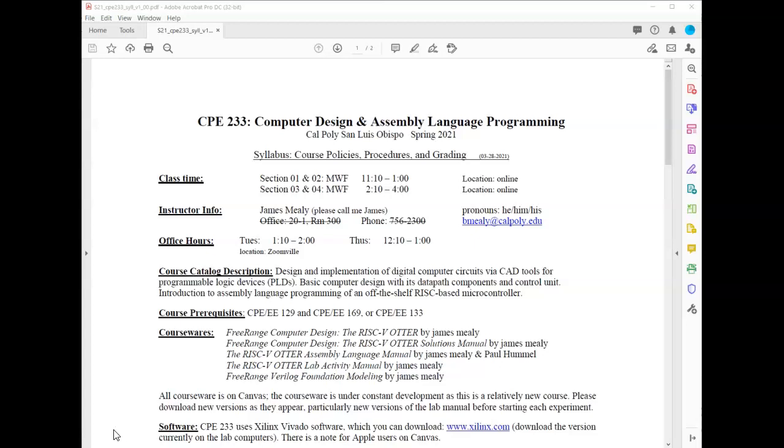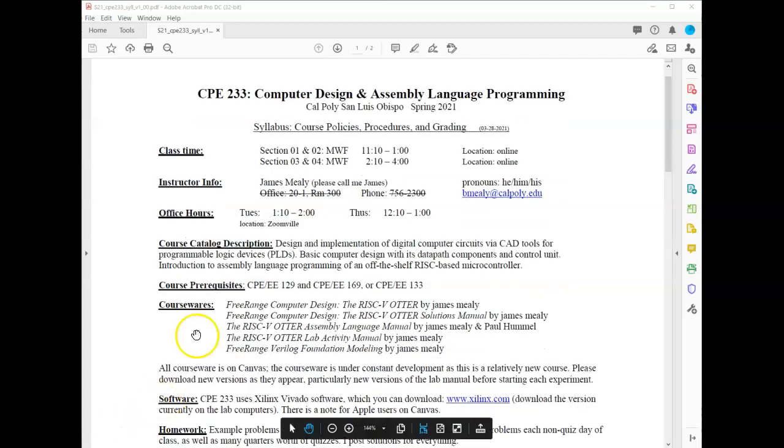Course description is there. It's not overly useful because it's so ancient, but no one changes it. Prerequisites for the course, essentially it's CPE 133, 129, 169. Hasn't been taught in 10 years. I'm not even sure why it's still listed in the prerequisites here.